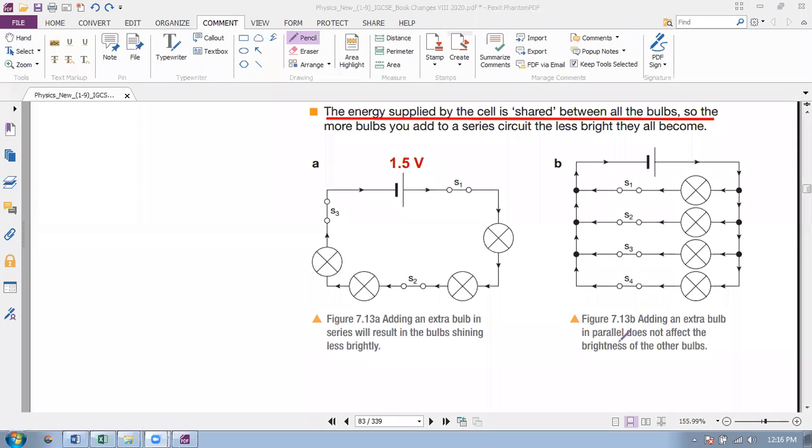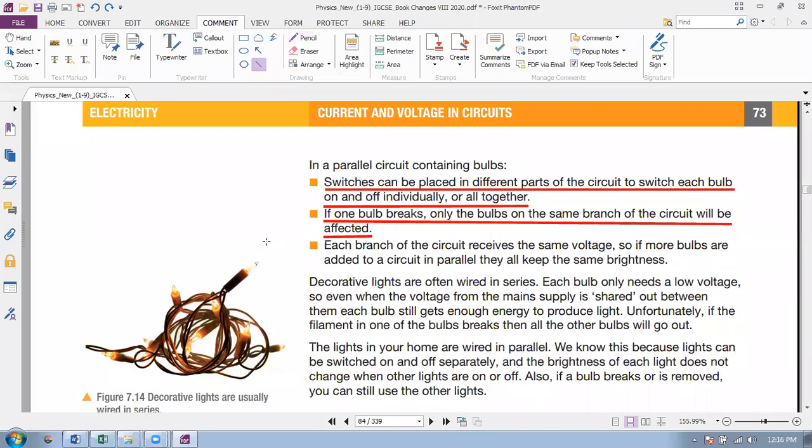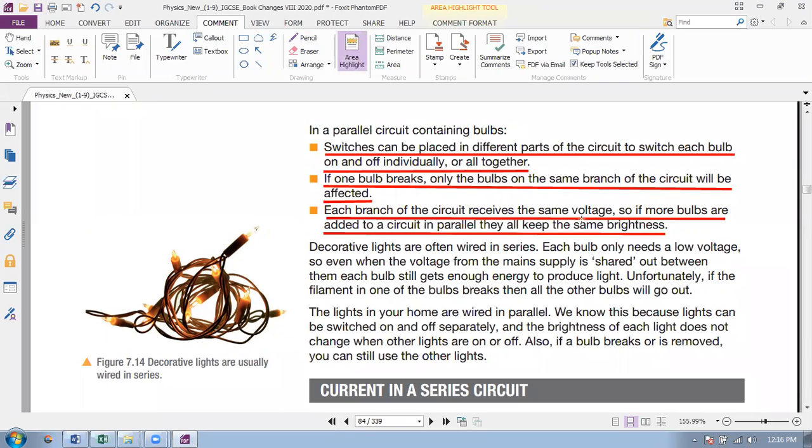Now, look at the last point. Each branch of the circuit receives the same voltage. So if more bulbs are added to a circuit in parallel, they all keep the same brightness. Very important point. Please underline. Each branch receives the same voltage. I want to underline this. Each branch, same voltage.